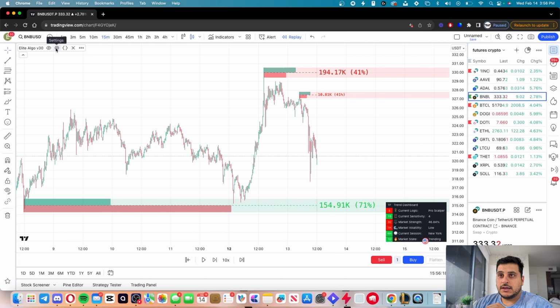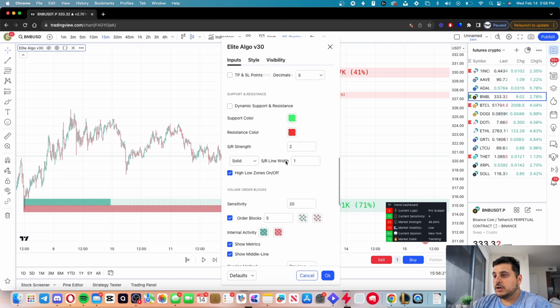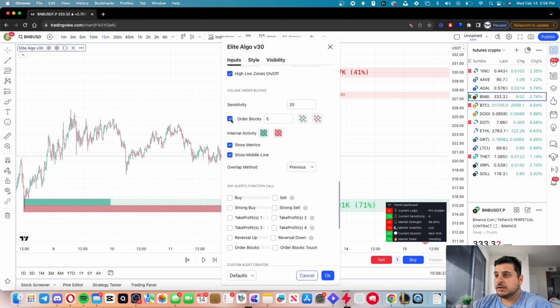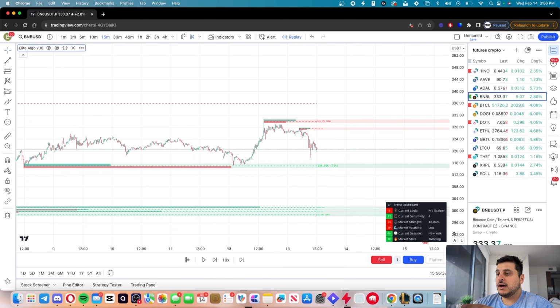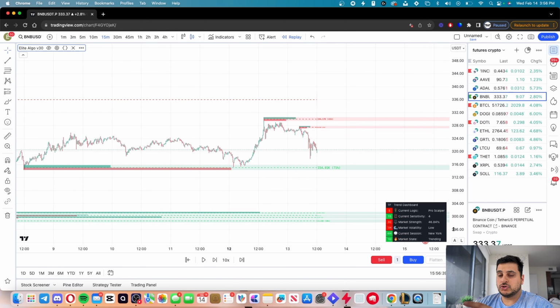the Elite Algo settings, click the settings page right here, and we're going to go down to where it says order blocks, and we're just going to make sure that this is selected and we have it on 4 or higher. Now, what this number does is it just prints the amount of order blocks that we're going to be looking for on the chart. So right now, basically, I have it set to 5, which is going to give me a total of 5 bearish order blocks and 5 bullish order blocks.